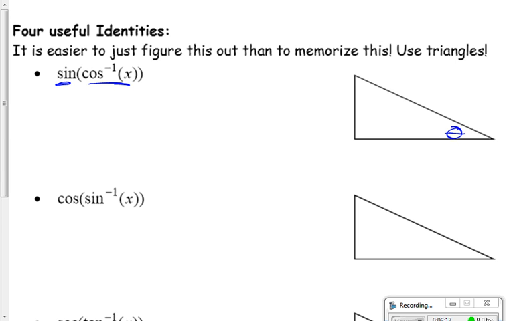What's the easiest way to label this triangle so that its cosine is x? Cosine of theta is x. Where should I put the x? On the adjacent side. What else do I need to label if I'm going to make that assumption? Hypotenuse is 1.